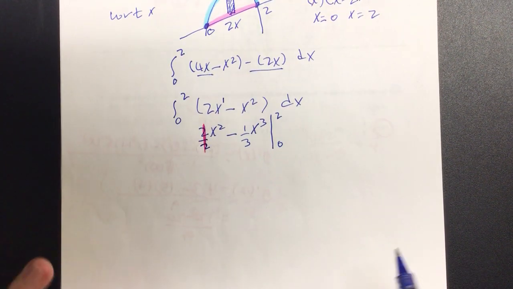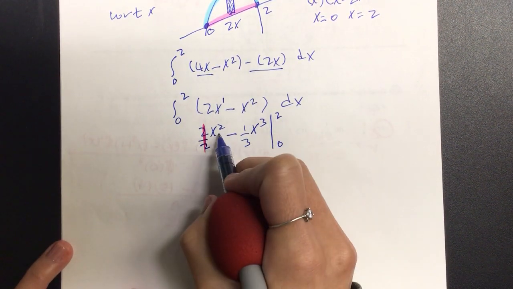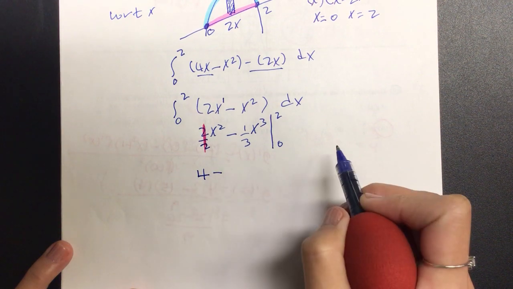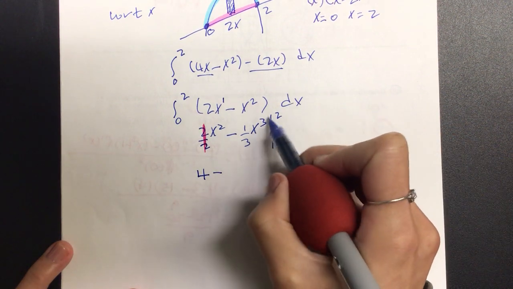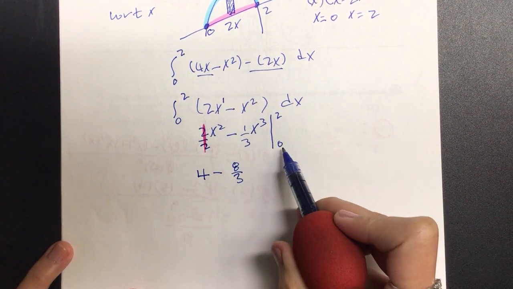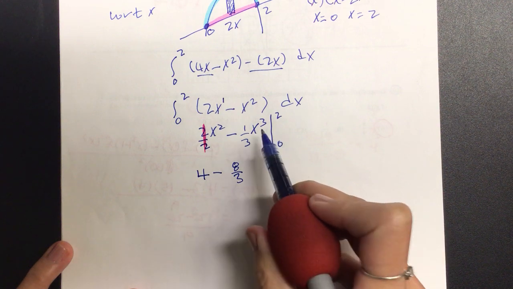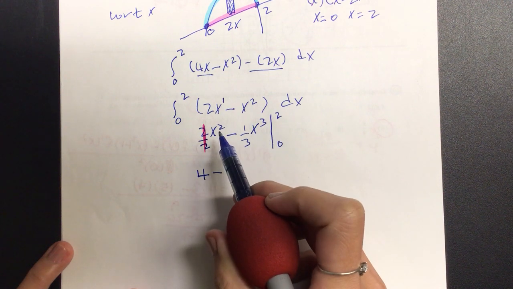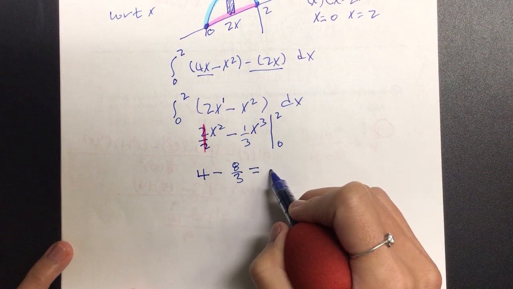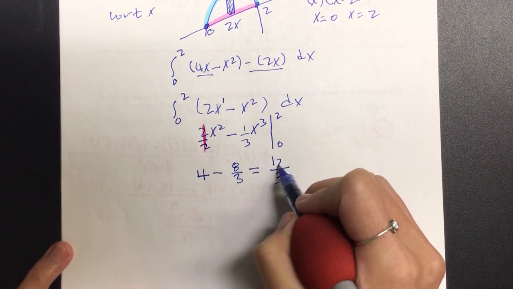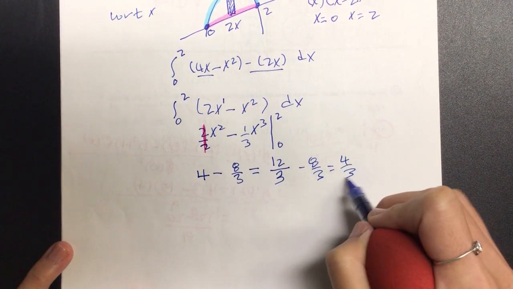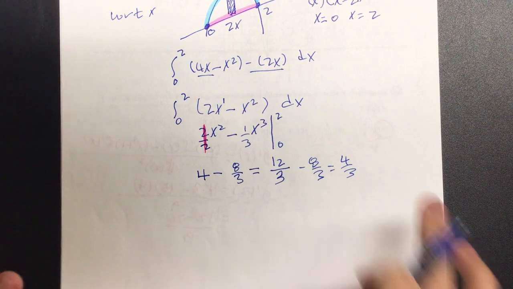So at this point, all we have to do is plug it in. When I plug in 2 into this guy, we get what? What is 2 squared? 4. Minus, when I plug in the 2 into x cubed, it's going to give me 8 over 3. Do I really care about the 0? When I plug it in, it's going to be 0 anyways, right? So then let's make our common denominator. 4 with the common denominator of 3 is going to give me 12 over 3, minus 8 over 3. And that's going to give us 4/3, which is which answer? B.